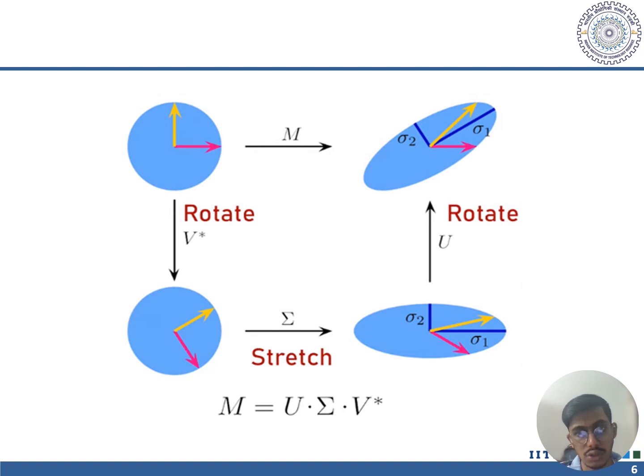So in order to understand the meaning of the three components, let's first have a look into an example. Let's suppose we have an image. The V transpose matrix first rotates it, then the sigma matrix stretches it, and finally the U matrix rotates it with a slight tilt.